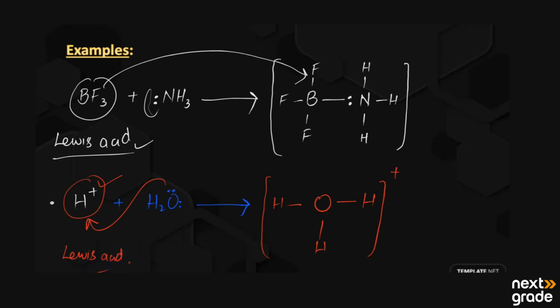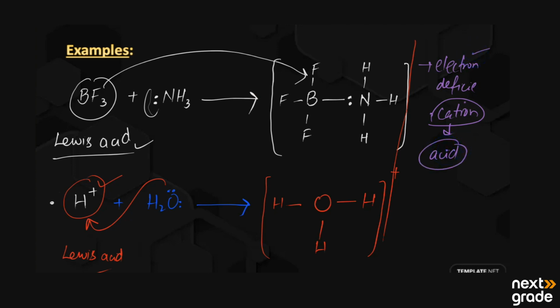So the simple way to categorize a Lewis acid is to look for any substance that is electron deficient. Electron deficient means cations; they may work like a Lewis acid because they have a positive charge and can accept an electron pair. So you must remember how to recognize an acid: they must be cations, they must be electron deficient.